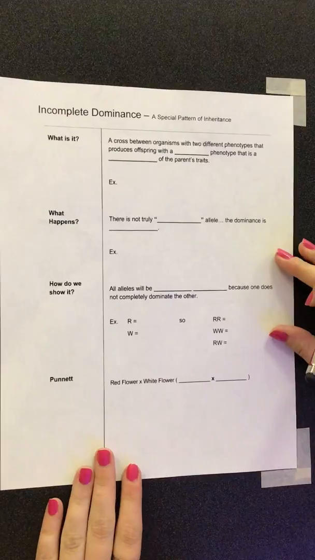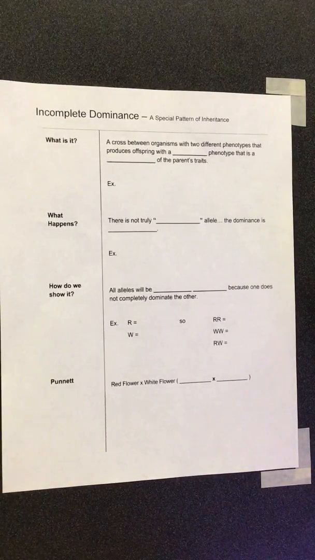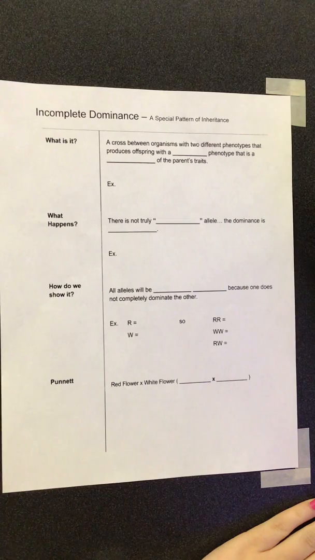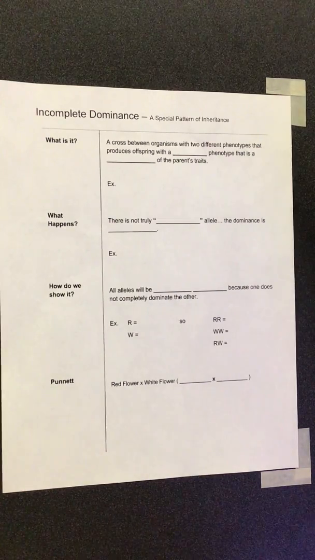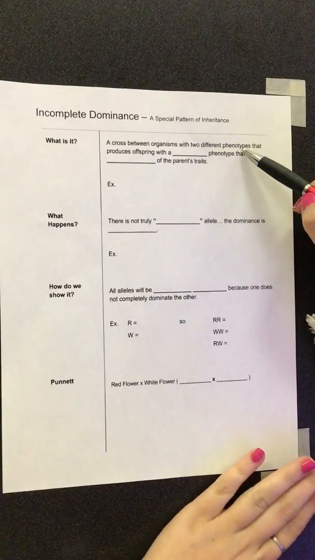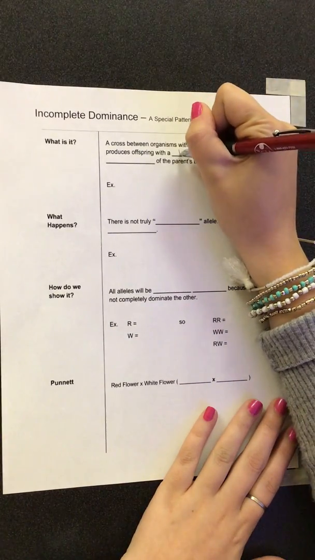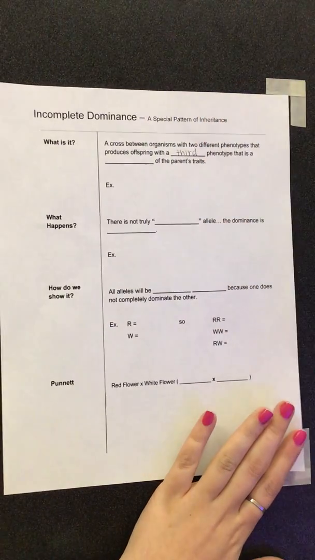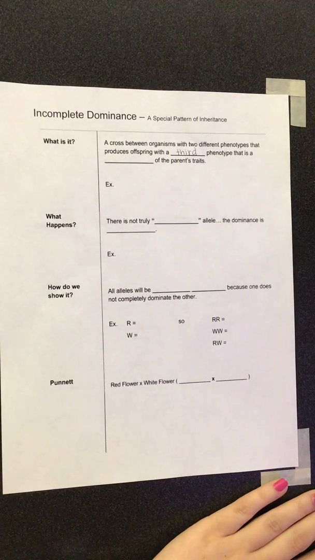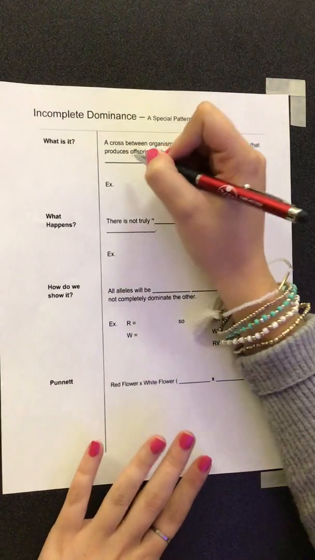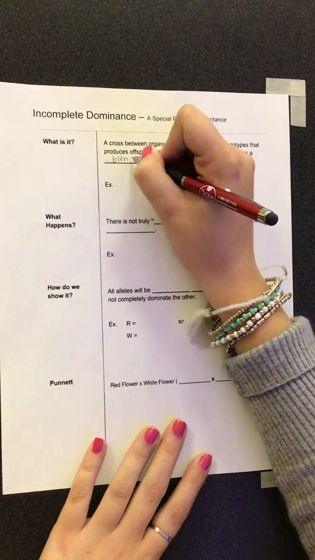Incomplete dominance is similar to codominance in that it is a special pattern of inheritance. It is also a cross between two organisms with two different phenotypes, so two different physical traits. And a cross between those two organisms is going to produce an offspring with a third phenotype. But instead of a third phenotype where both parents' traits show up, in incomplete dominance, the third phenotype is going to be a blending of the parents' traits.